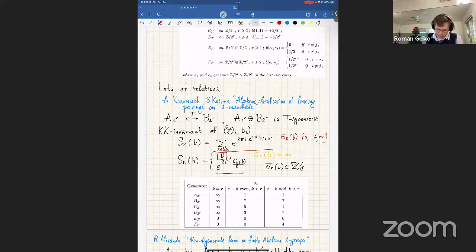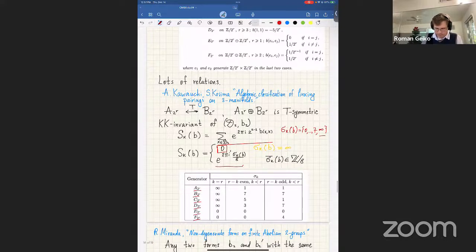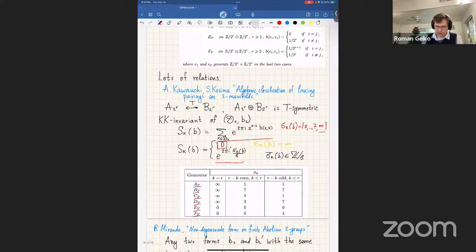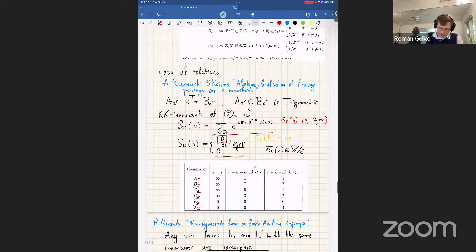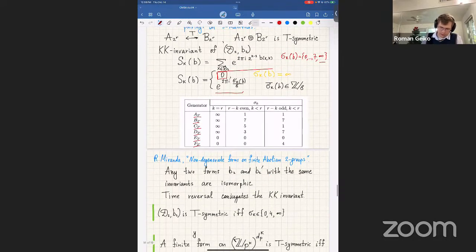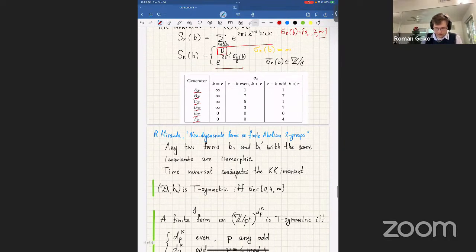And we can compute this invariant for all generators, and we use these values to classify the forms. In fact, only 3 values are independent. And if 2 forms have the same higher Gauss sums, then they are isomorphic. And we can check that time reversal simply reverses this higher Gauss sum. But as I say, these sums fully classify the form.